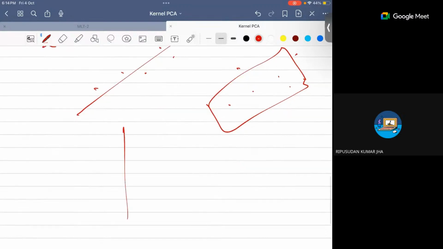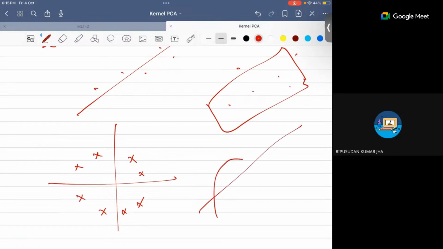Maybe the data set can be lying like this, on a circle. The data set can be lying on a circle, right? Or it can be any pattern. It can be like this. So if we apply PCA on this type of data set, what will happen?